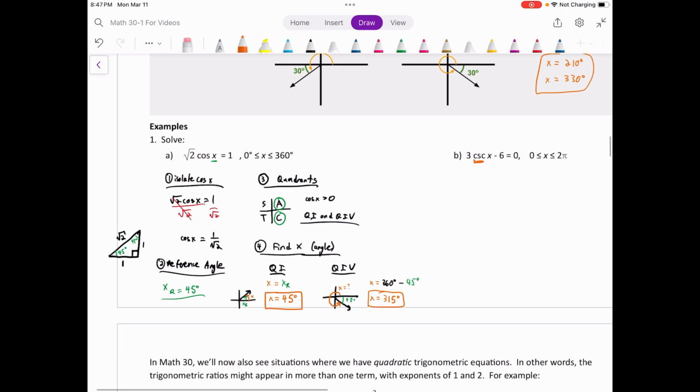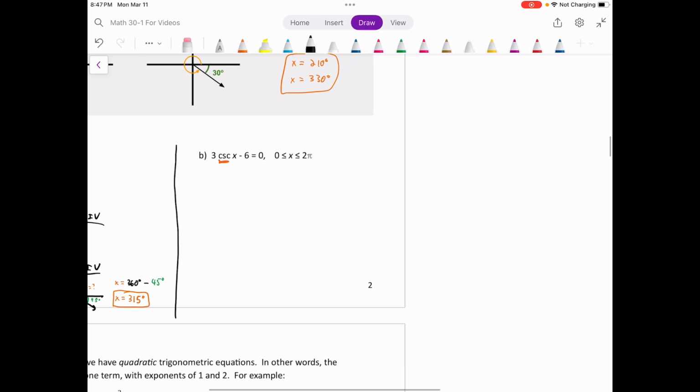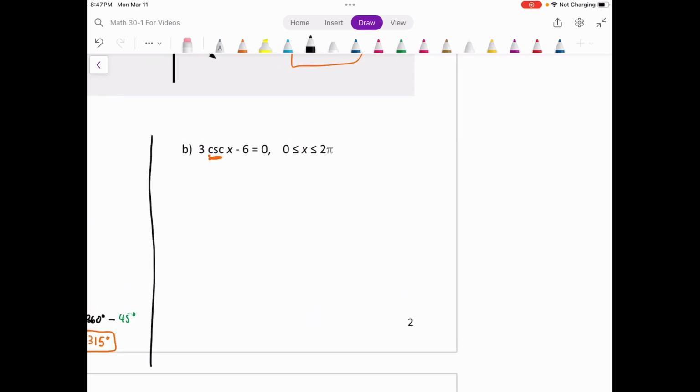All right, let's try this one here. Basically a Math 20 example, except that they've swapped out sine, cos, or tan for a cosecant, so that technically makes this a more Math 30-ish one. Let's give it a shot. Oh, and radians. That also makes it Math 30-ish.